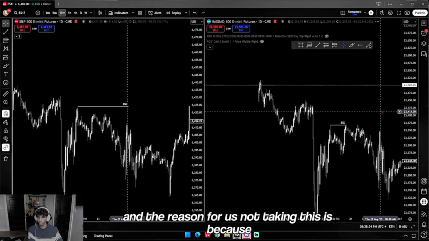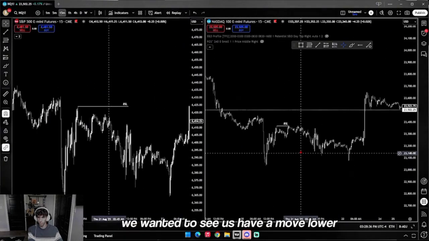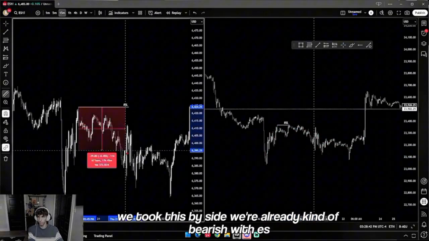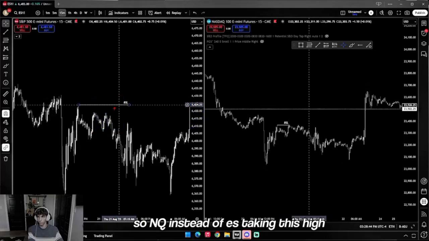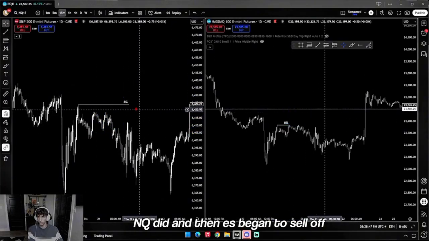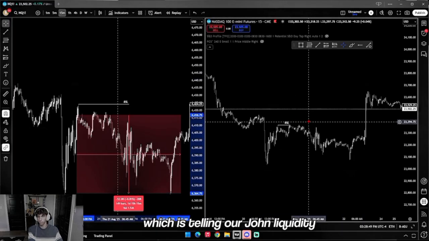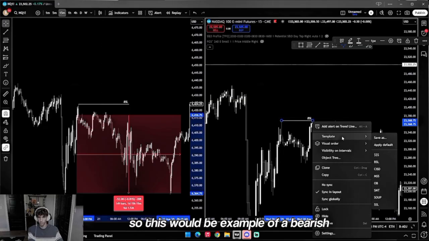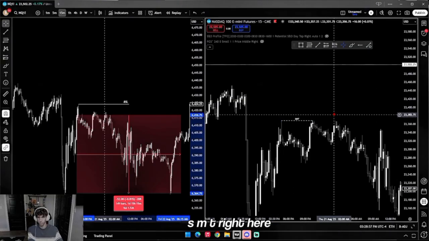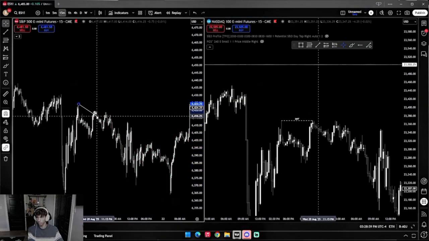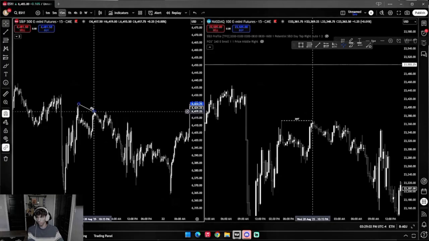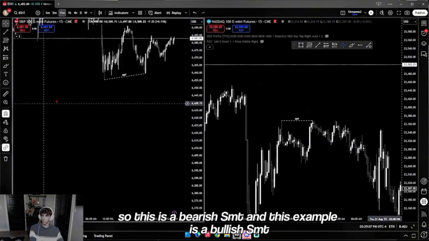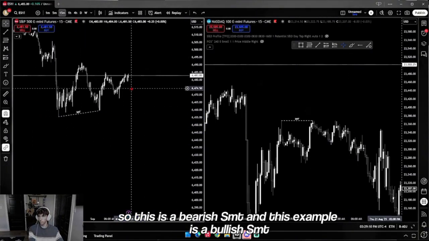And the reason for ES not taking this is because we wanted to see a move lower. We took this buy side, we were already kind of bearish with ES. So instead of ES taking this high, NQ did, and then ES began to sell off, which is telling our draw on liquidity. So this would be an example of a bearish SMT right there. So this is a bearish SMT, and this example is a bullish SMT.